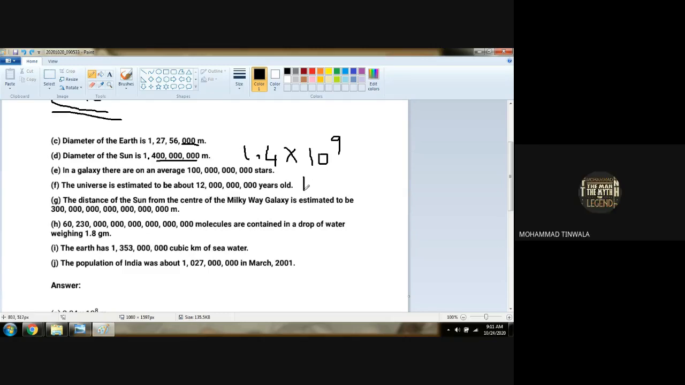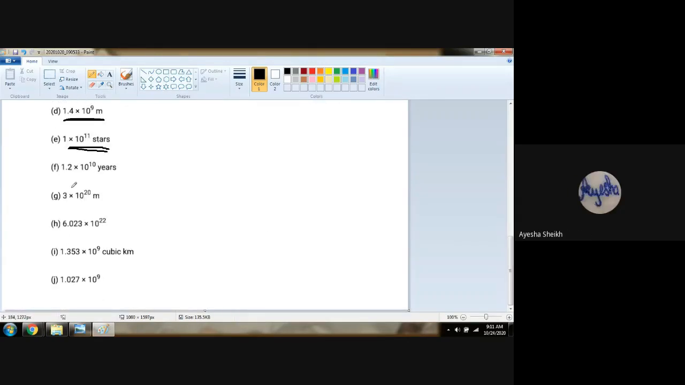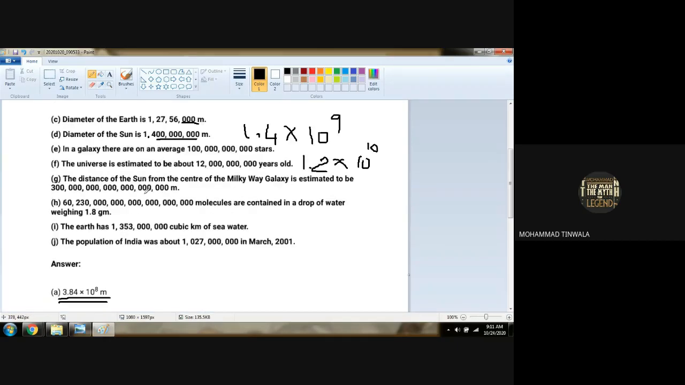We have to convert this to standard form. So it will be 1.2 into 10 raised to the power 10. 1.2 multiplied by 10 raised to the power 10 years. Got it? Chalo, sum number G.